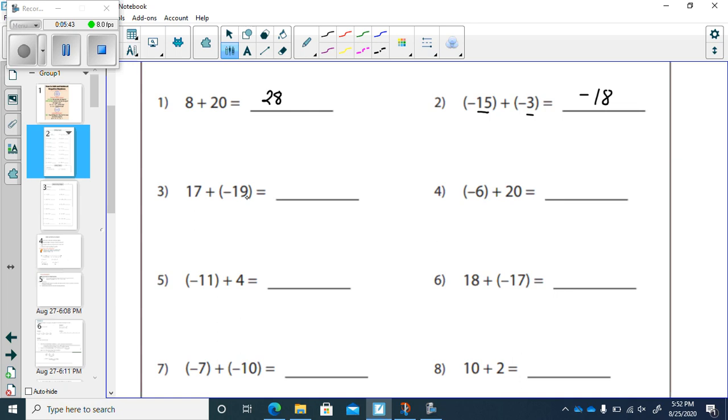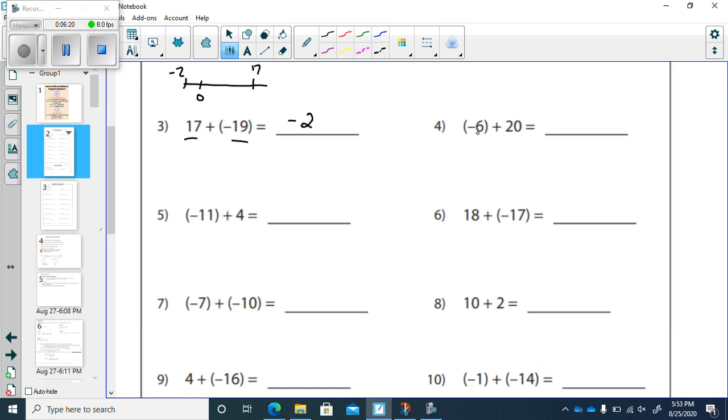How about 17 plus negative 19? Well, when you've got different signs and you're adding, you find the difference between the two digits. I've got 17 and 19. The difference there is 2. Which one has the bigger absolute value? The 19. So this is a negative 2. Think of it this way. If I started on a number line and I was at a positive 17, and I went back 19, that's going to put me 2 places past the 0, isn't it? That would give me a negative 2. And you can use number lines on these.